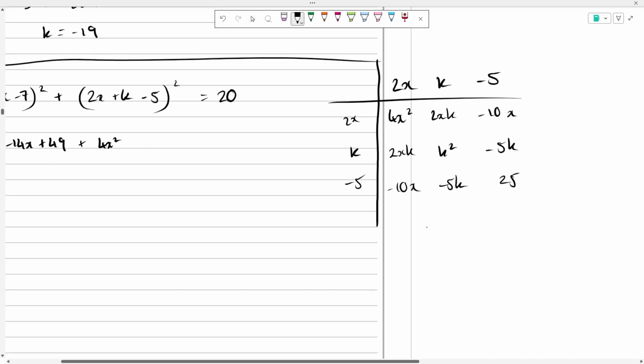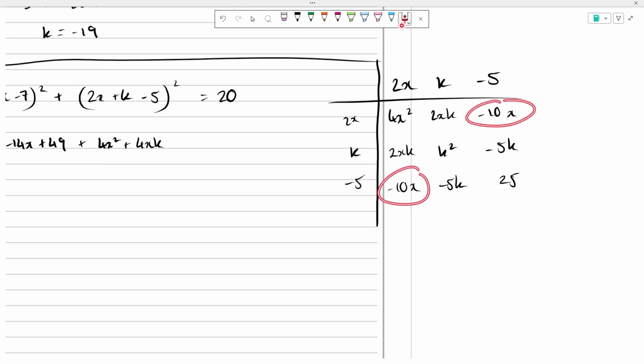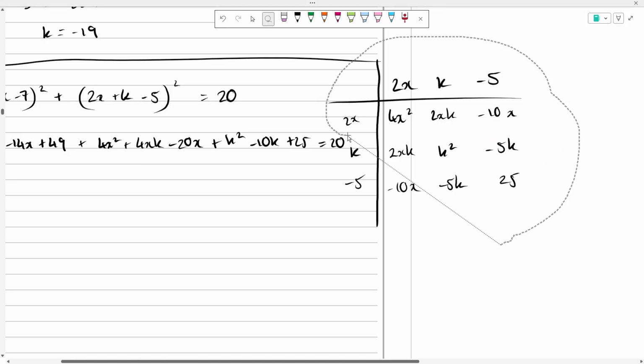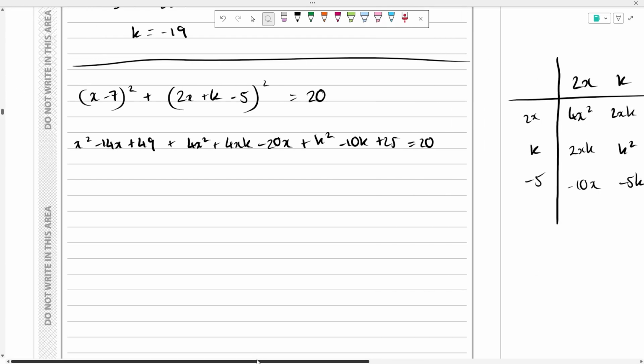So we have 4x squared. This will simplify to 4xk. Then the next bit here, I'm going to write as minus 20x for now, just to keep the x's together. And then we have our constant, which is going to be plus k squared minus 10k plus 25, is equal to 20. You can see that's a lot going on right now, and we'll start to clean it up a bit. Let's combine all the x squared, so we end up with 5x squared.